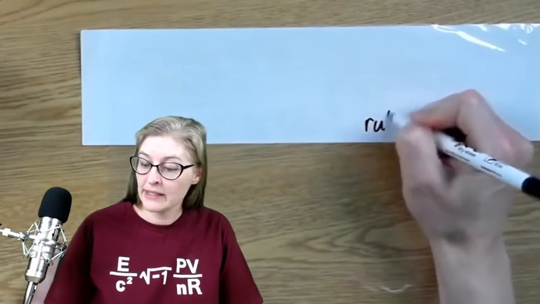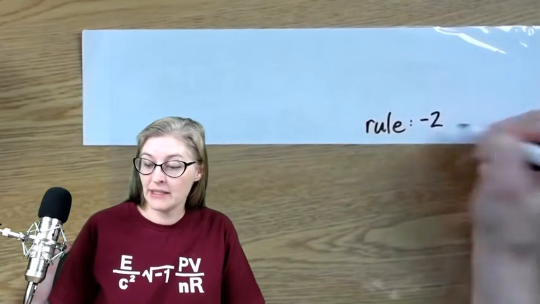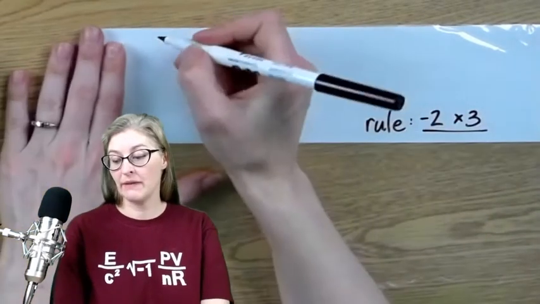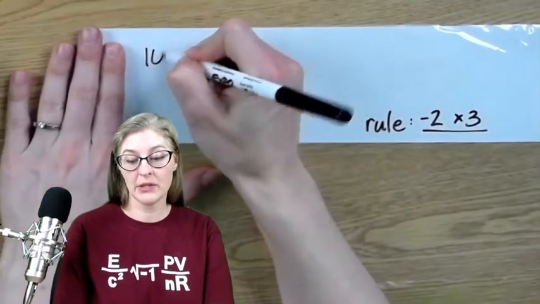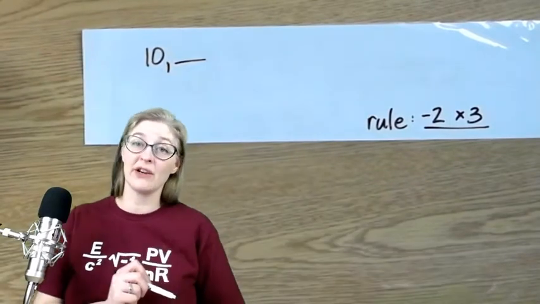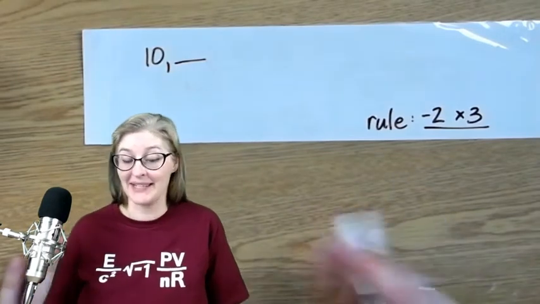We're going to do one more where I give you the rule. In this case, the rule is minus 2 times 3. So in this one, we are going to start at the number 10. It does make a difference. You need to know where your pattern starts. If you don't know where it starts, then you can't really do much past that.